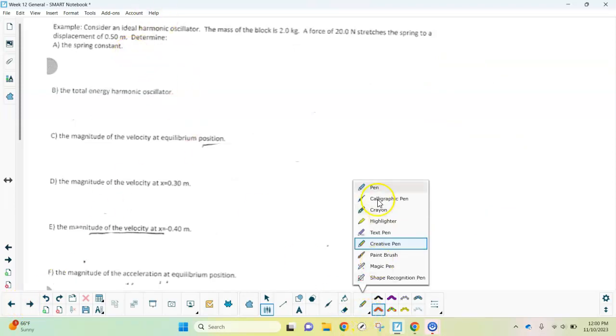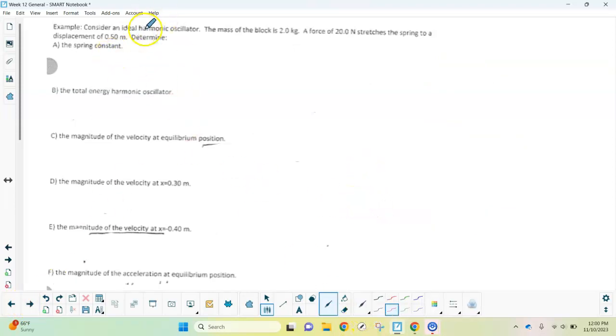So it says an ideal harmonic oscillator, so that's just the mass on the spring, has a mass of 2 kilograms, a force of 20 newtons stretches it to a displacement of 0.5. So we know m, we know x. It says to find the spring constant, so the spring constant's k. So we know the force, so we should use the restoring force idea. So the restoring force is equal to negative kx.